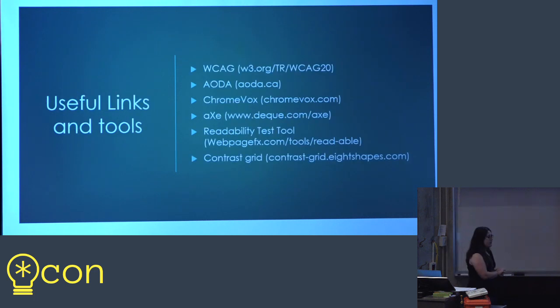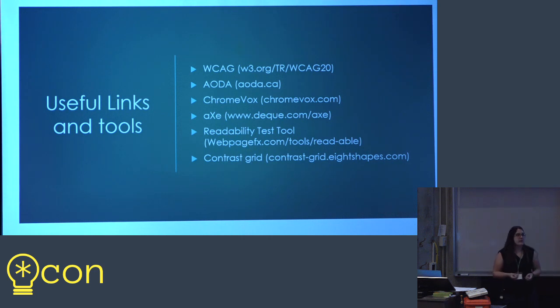So as I said, here are some links that I found helpful. Some of them really are just the book of it. So the first one is WCAG, which is at w3.org/tr/WCAG20, 2 being the number, and 0 being the number. The next one is AODA, which is specific to Ontario, but there are accessibility guidelines in every province and most of the states. So for Ontario, this is at aoda.ca. Then we have ChromeVox, which is the extension I talked about earlier, and that is at chromevox.com.